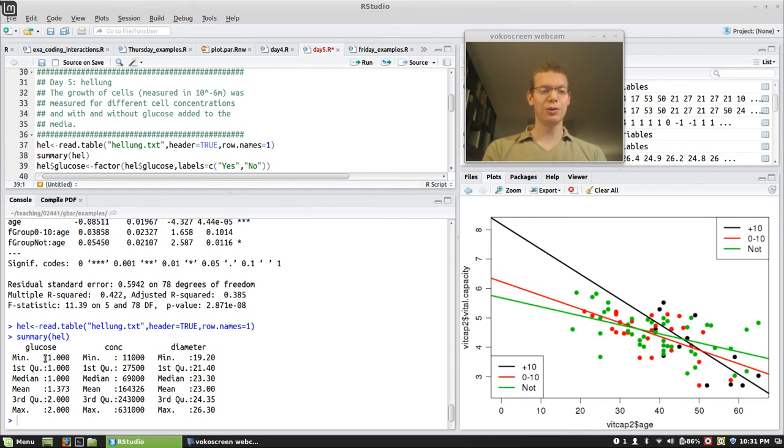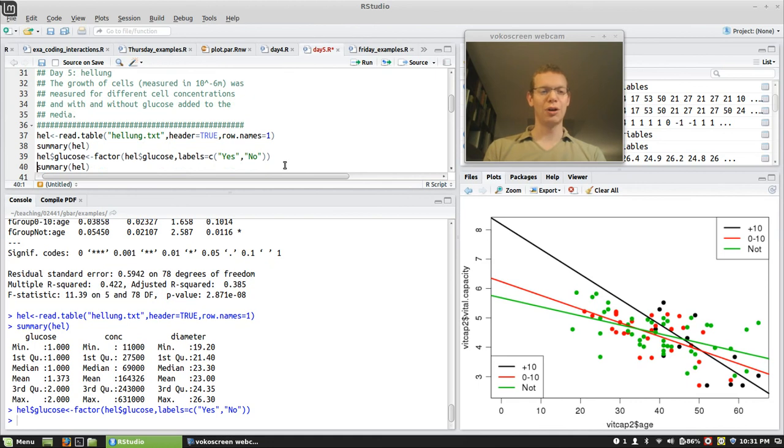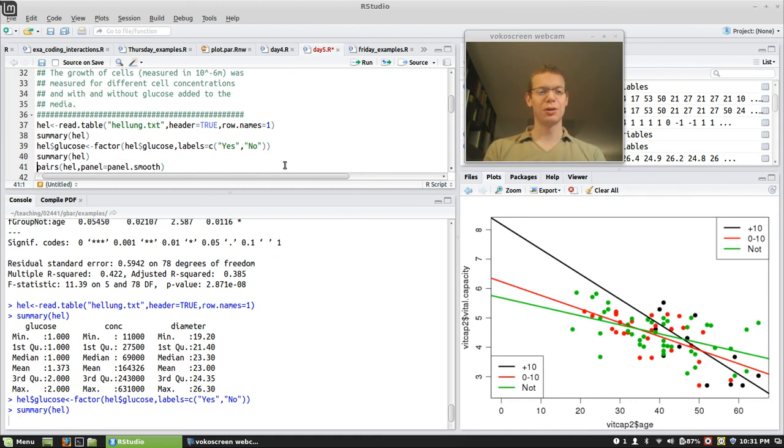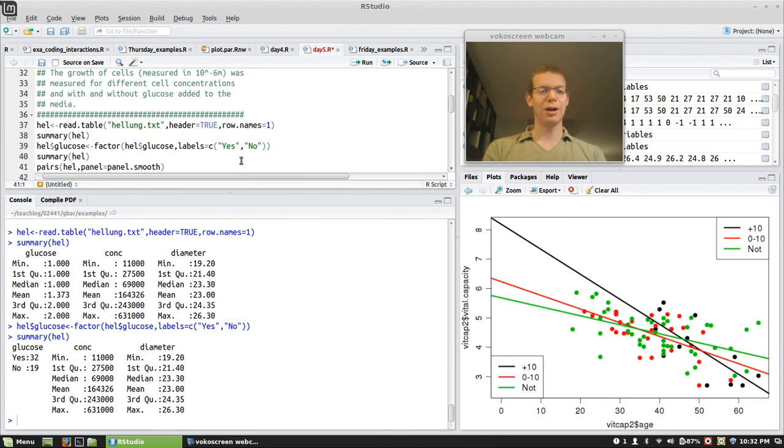Well, we have the glucose, which is coded as 1 or 2, added or not added. We have concentration measurements and diameter measurements. But rather than having glucose as a numeric variable, I would rather have it as a factor. And I will label this factor as yes, no, to make it more clear which one is which. So now we say that we have 32 yeses and 19 nos.